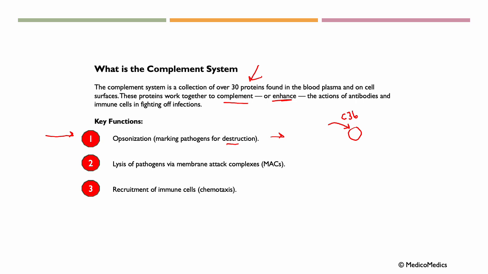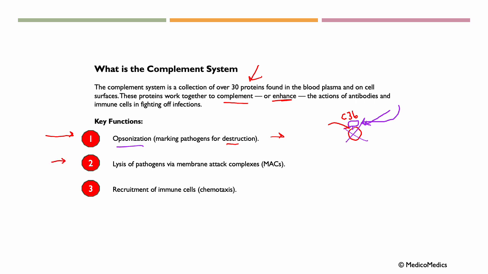What this does is it marks it. Essentially, there is a flag planted here on this pathogen. So our immune cells, or phagocytes like macrophages and neutrophils, will then easily recognize this marking and come to destroy it. So that's opsonization. Second, we have pathogen lysis.